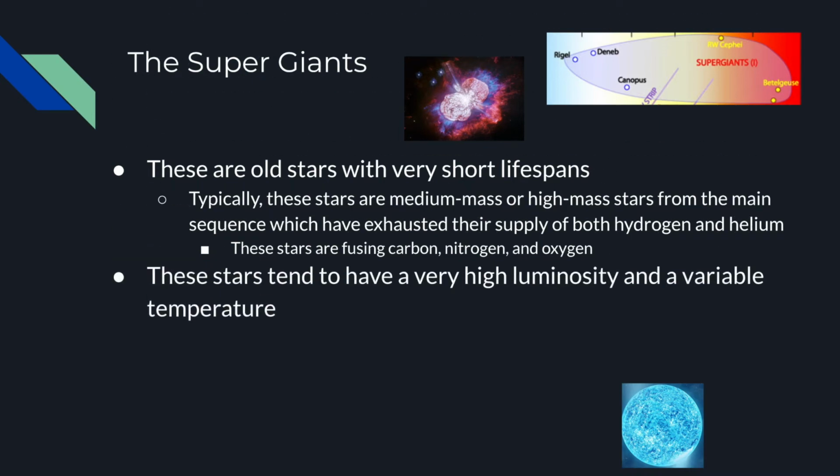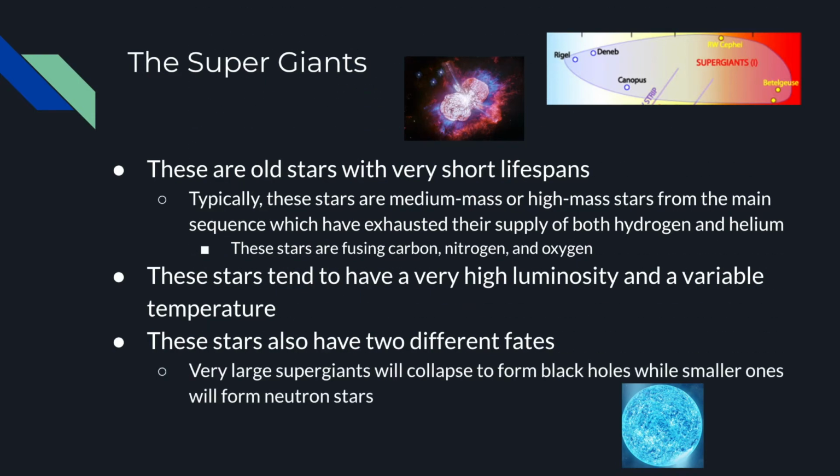These stars tend to have very high luminosity and a variable temperature. So they're all super bright, but there are some that are very hot, like Rigel and Deneb, while there are some that are very cold, like Betelgeuse. Like the normal giants, these stars also have 2 different fates.